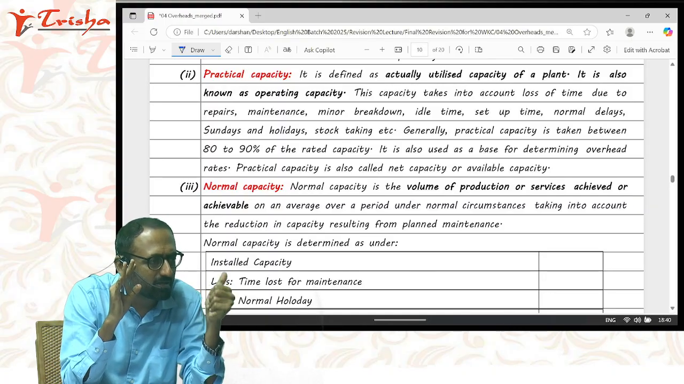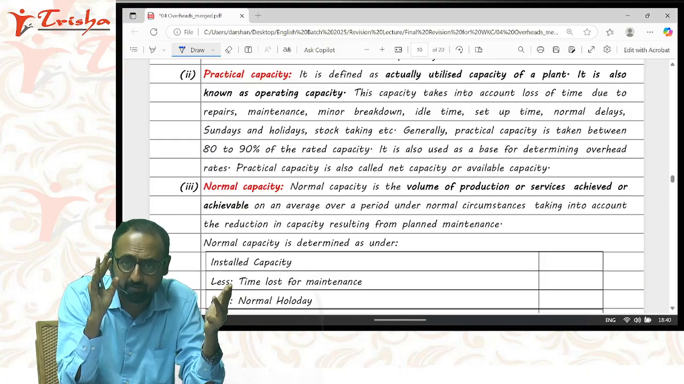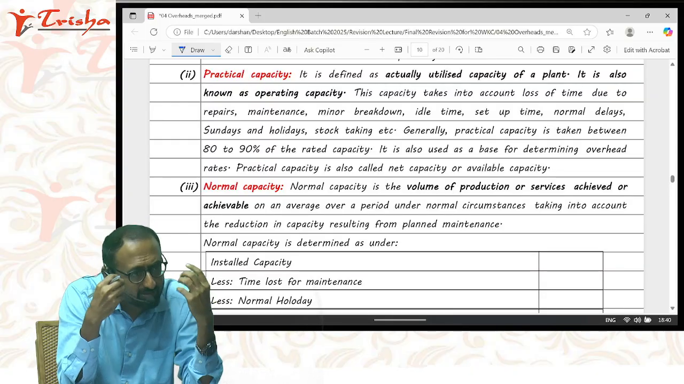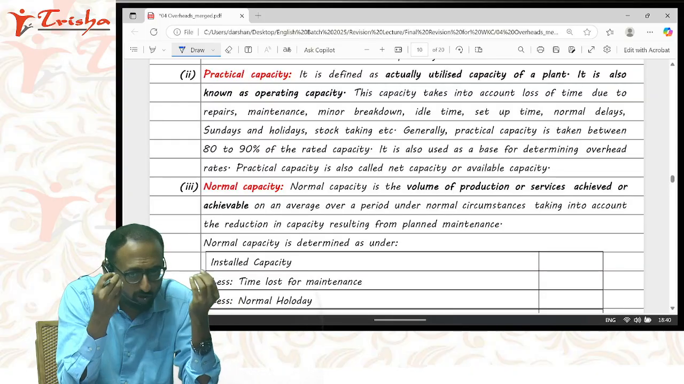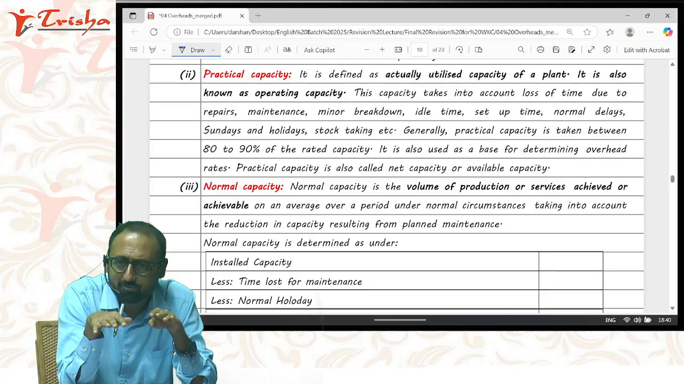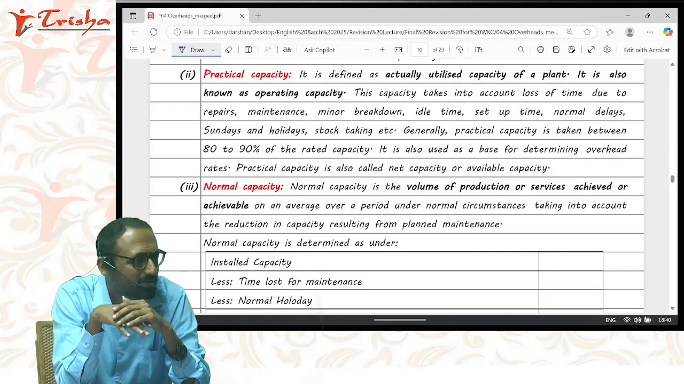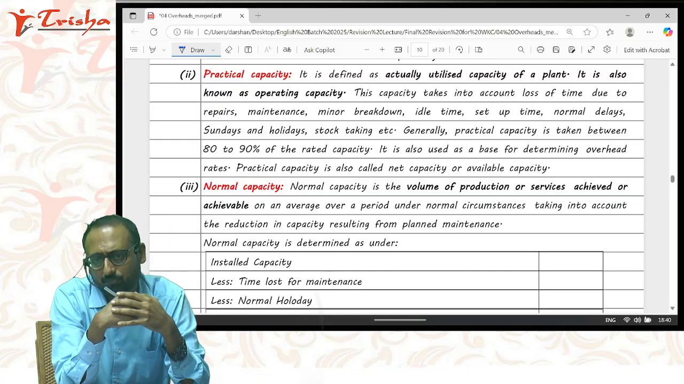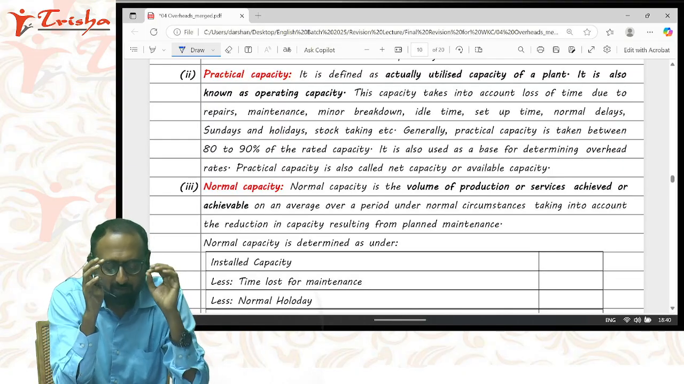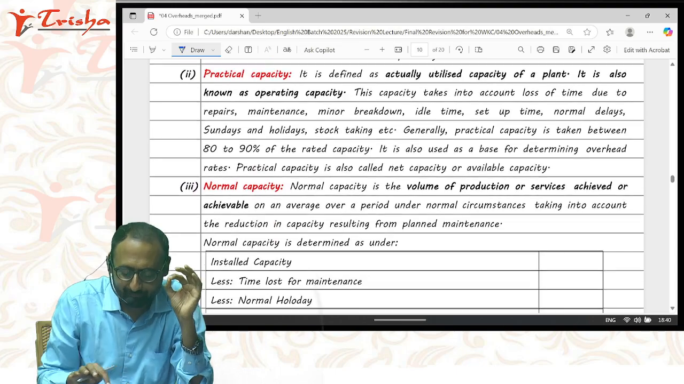Normal idle time includes lunch break, tea break, refreshment break, rest break, machine setup break, supervisor instruction break, normal maintenance of the machine break, time between the two operations, and factory gate to the production floor timing required. So all these are normal idle time. Holidays are also normal idle time. So, practical capacity is equal to installed capacity minus normal idle time.